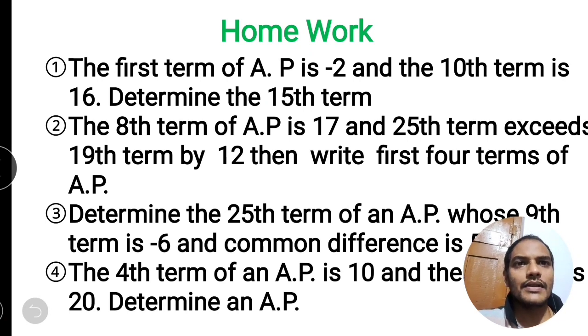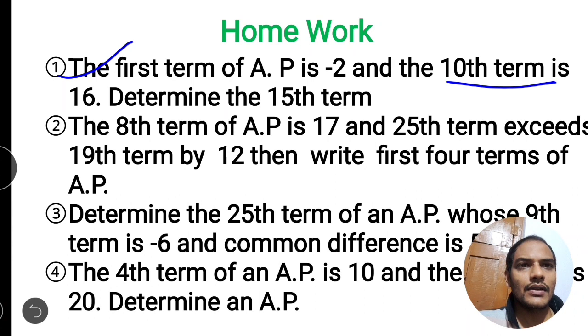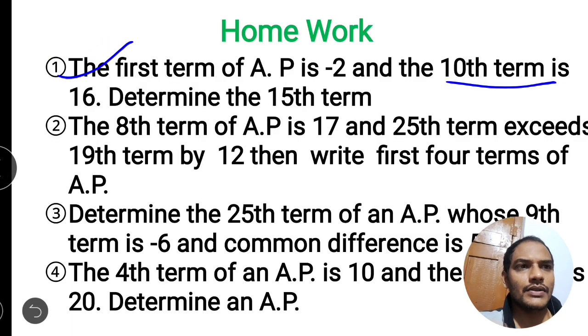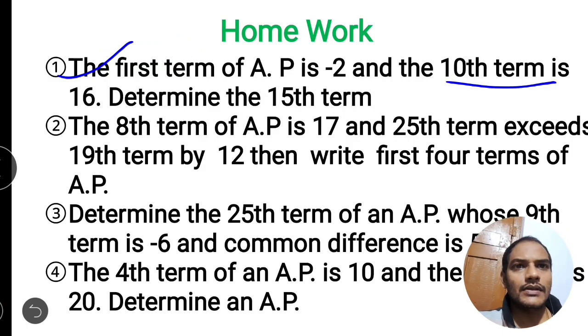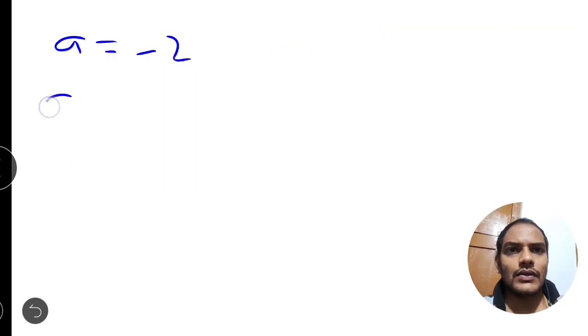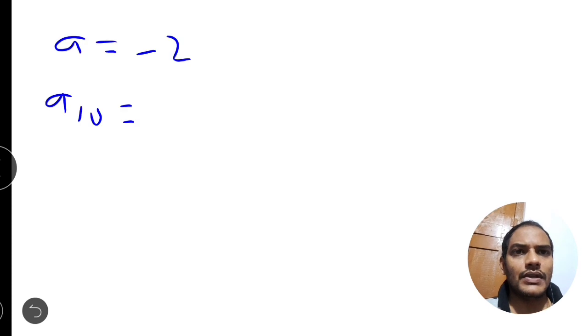The first problem: the first term of an AP is -2 and the 10th term is 16. Determine the 15th term. The first term is denoted with A, so A equals -2. Next, the 10th term is 16, so A10 equals 16.